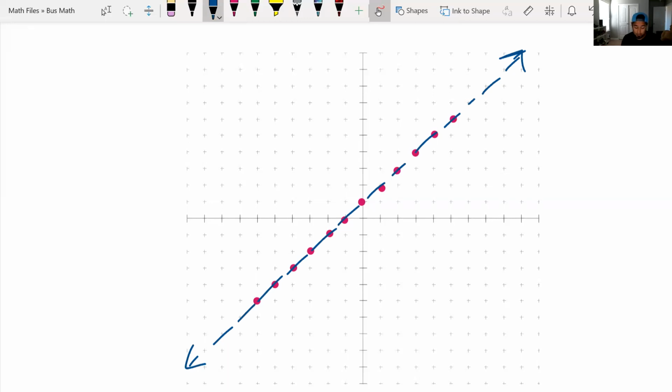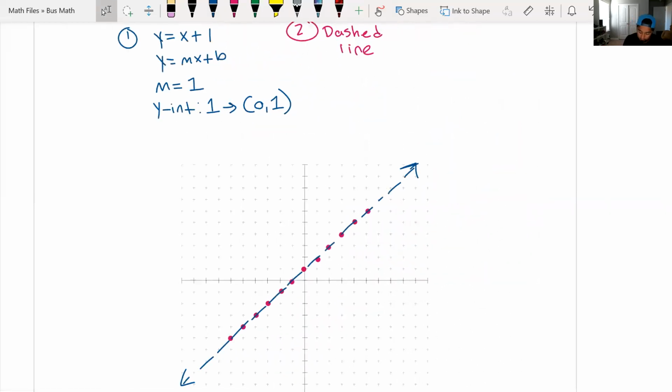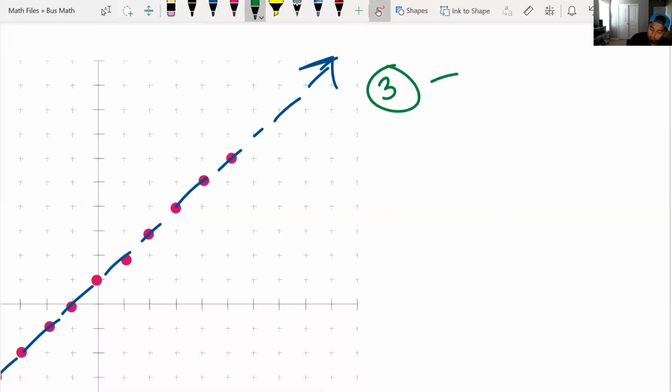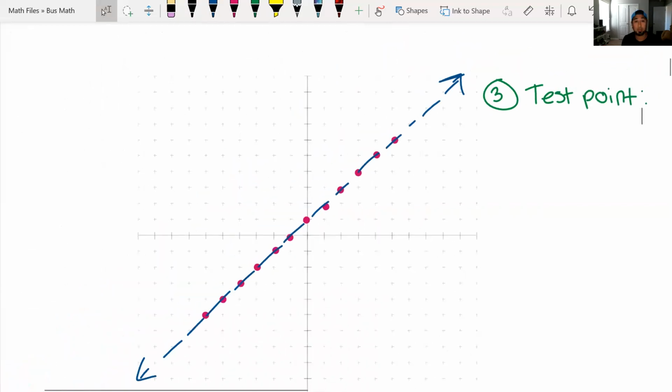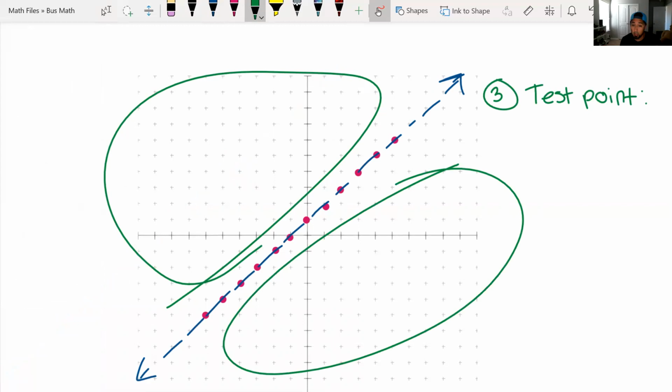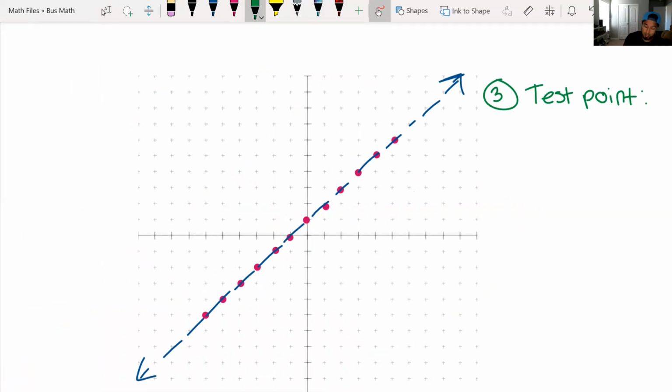Now the next thing is let's pick a test point. So that's going to be step 3. Let's pick a test point. When we pick a test point, we choose a point above the line, or we choose a point below the line. So we can choose any of these points or any of these points, it does not matter, as long as you don't choose a point on the line. And sometimes the easiest point to pick, most of the time, is this point right here.